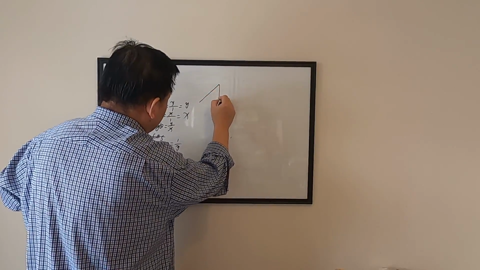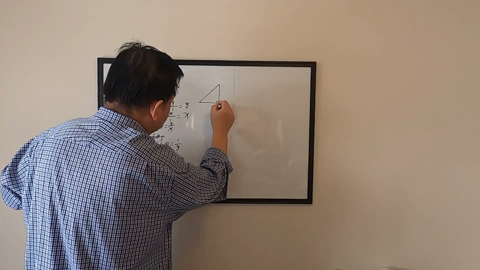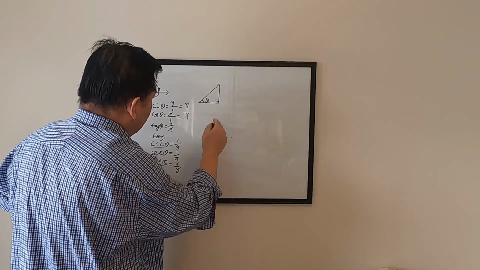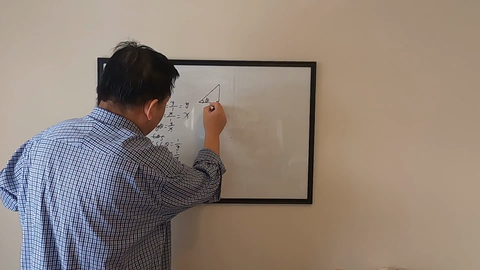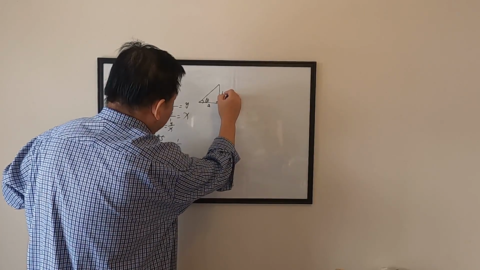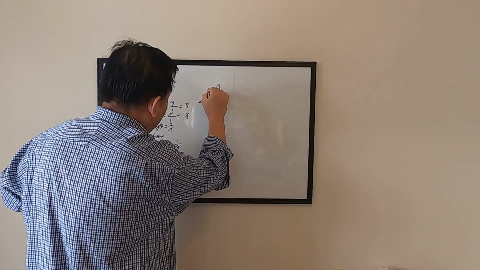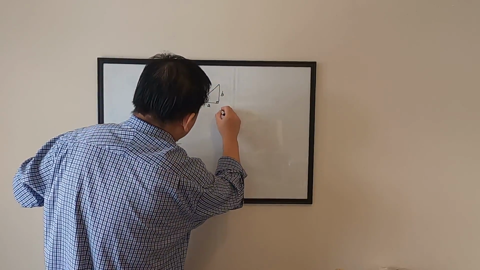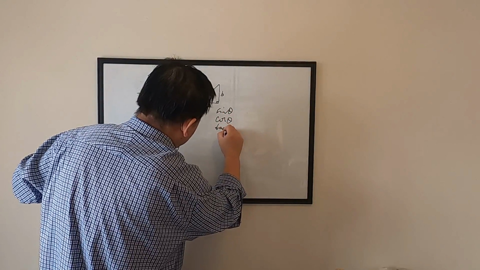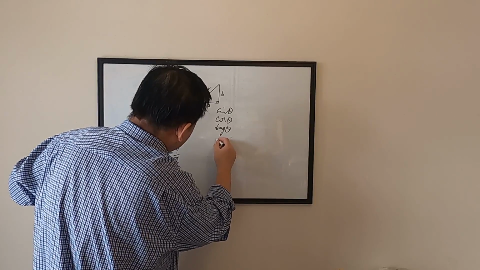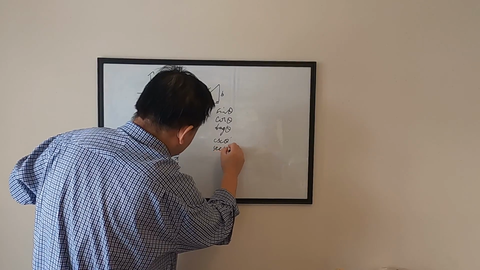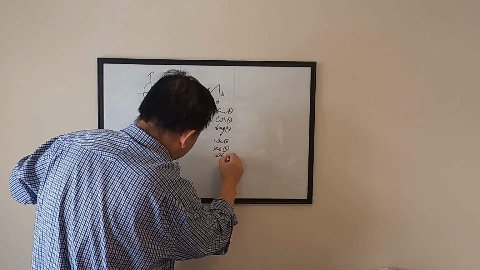So here is the right angle. We let this angle be theta. We let this side, the adjacent side, be A. The opposite side is B. And the hypotenuse is R. So here, sin theta, cosine theta, tangent theta, cosecant theta, secant theta, cotangent theta.